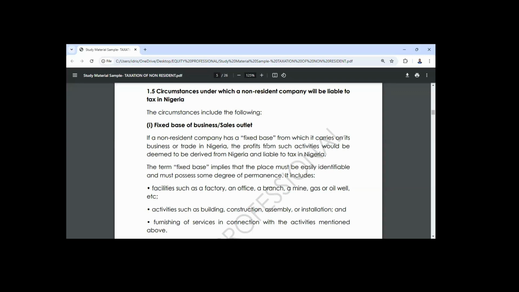So, examples of a fixed base: office, branch, oil well, installation point, assembly point. All these are fixed bases. So number one circumstance where a non-resident company will be liable to tax in Nigeria is where that non-resident company has a fixed base in Nigeria.